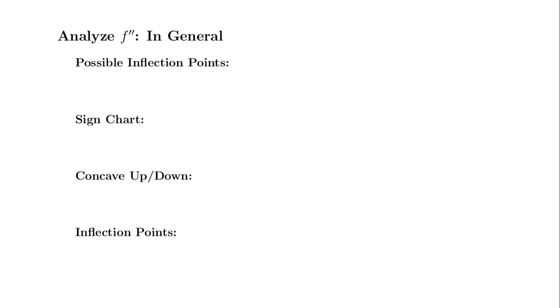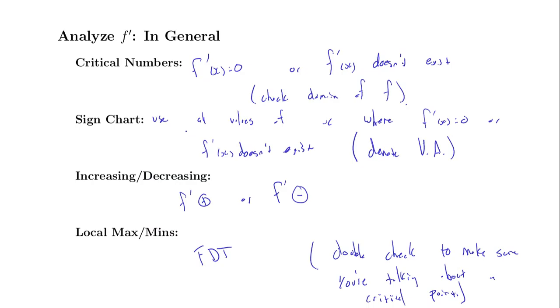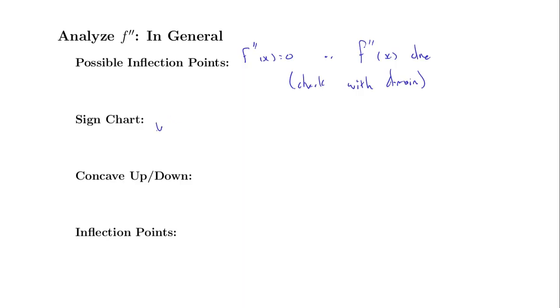So in general, what are we going to be doing here? We got to find possible inflection points. So these are going to be the spots where the second derivative is equal to 0, or the second derivative doesn't exist. And we'll again check with the domain. Because we're going to find again that those vertical asymptotes are still spots where the second derivative doesn't equal 0. But when we do our sign chart on this, hopefully we'll make sure that we recognize that they're not going to be inflection points. We'll build our sign chart, and we're going to use the same advice that we had here. We're going to use those values, even the vertical asymptotes.